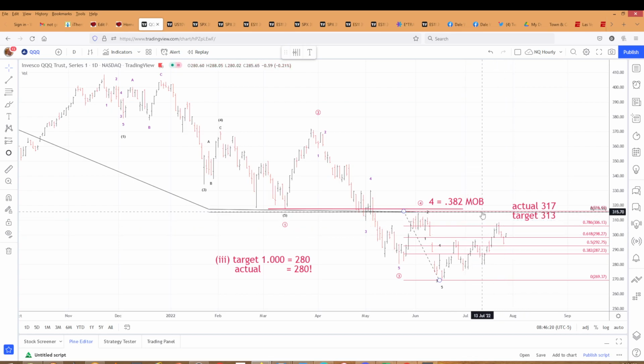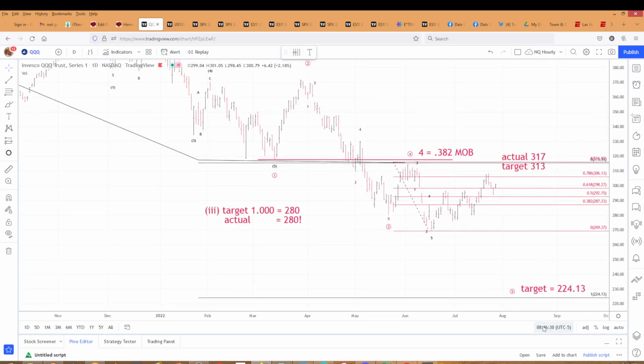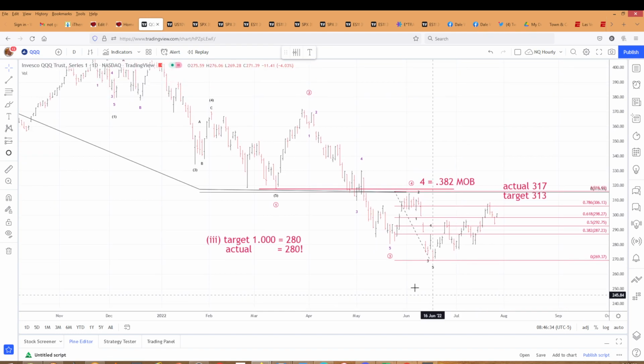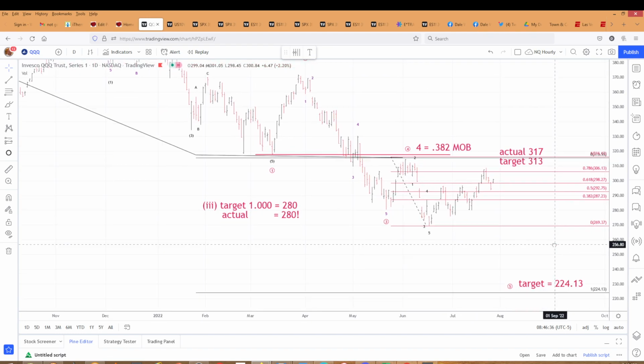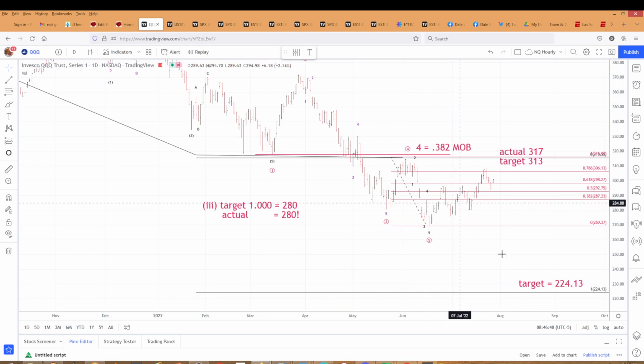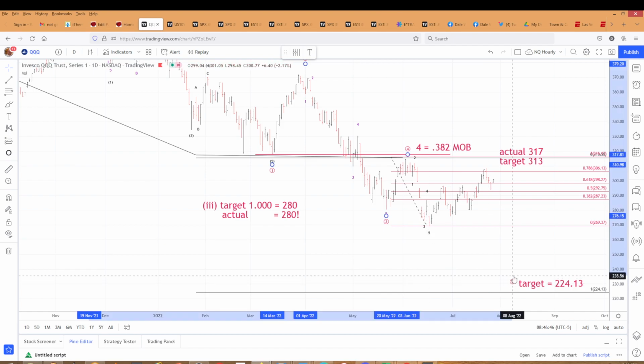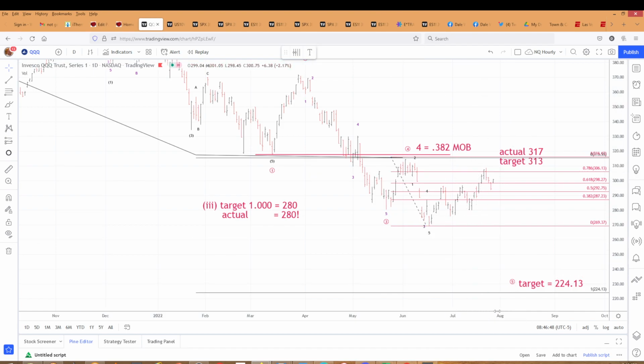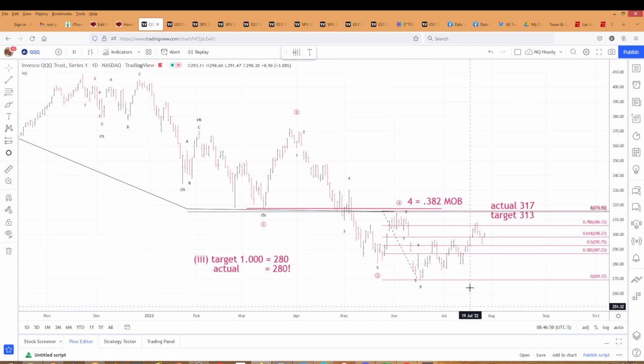I think 317 needs to hold. If it does, then we're looking for wave 5 down, and the wave 5 down target is down there at 224. We'll see how that plays out. Otherwise, that's a very short 5 down there, but 5 equals 1 down here at 224. We'll see how that plays out. We have our trigger points and our targets and resistance level up here on the Qs.